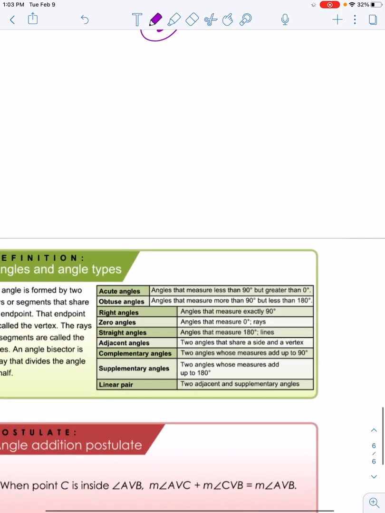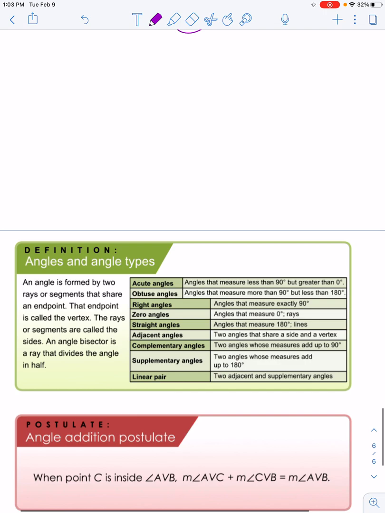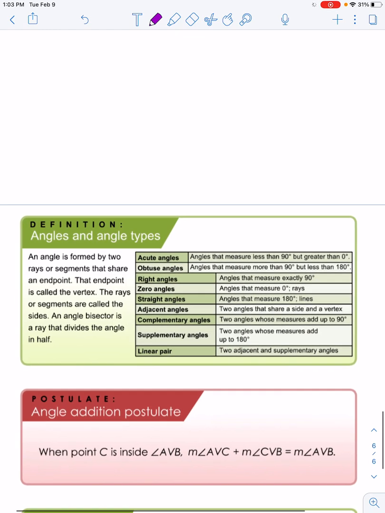Okay, so these are all the different types of angles. This is a great summary. You'll find these at the end of the lesson, right before you take the practice quiz, okay? So acute angles, less than 90 degrees. Obtuse angle, more than 90 degrees, but less than 180. A right angle is 90 degrees. Zero angle is 0. A straight angle, just think of a straight line, that's 180 degrees.